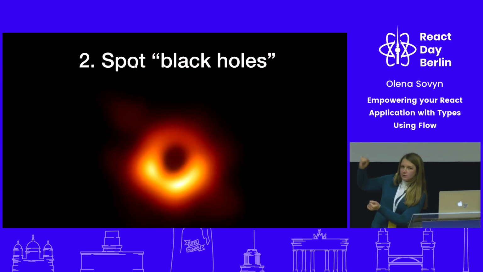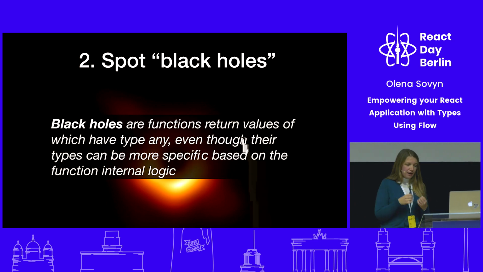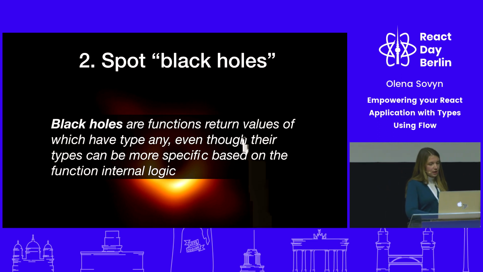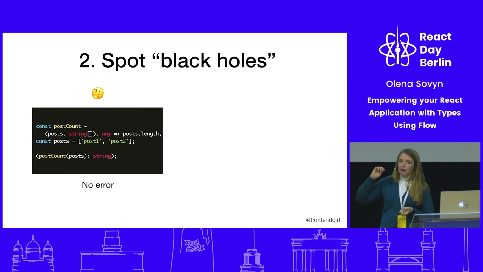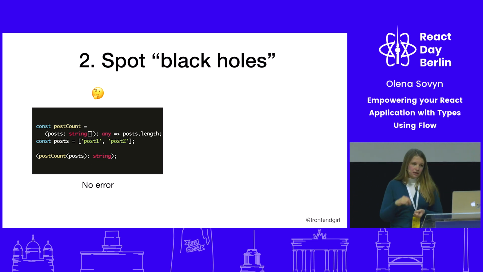Let's go to the other rule: spot black holes. So, what are black holes? Black holes are functions that return a value which has type any, even though their type can be more specific based on the function's internal logic. What I saw as the sources of such black holes in real-life projects are two. First one, when someone explicitly added an annotation to the return value of a function and its annotation is any.